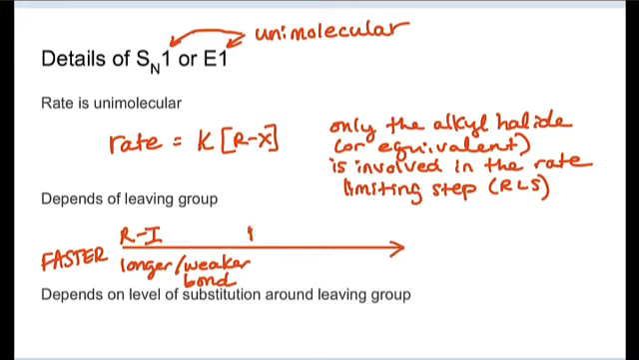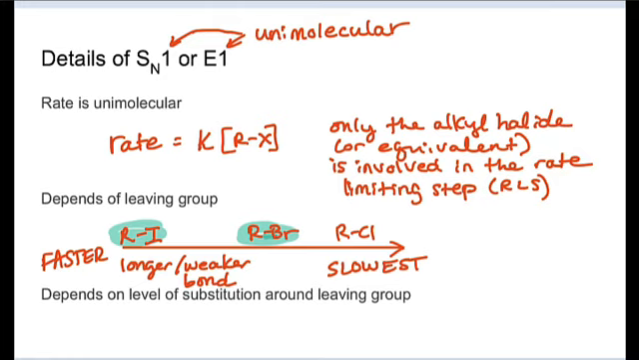And then we have bonds to bromine and bonds to chlorine, and this would be the slowest. We typically don't see chloride ions being lost in SN1 or E1 reactions for that reason. And so typically what you're going to see is an iodine leaving group or a bromine leaving group because those bonds are longer, weaker, easier to break.